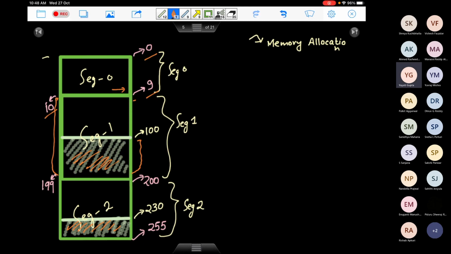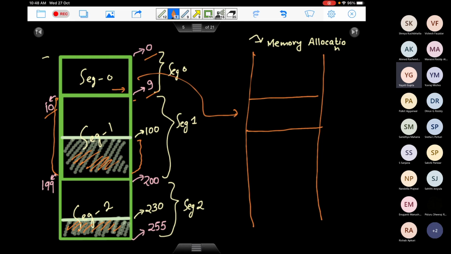So the idea was to consider segment 0, segment 1 and segment 2 as separate processes. Rip the process off based on segments and then allocate it some memory. Let's say segment 0 requires 10 bytes of space, running from 0 byte to 9 byte. So figure out some contiguous space in main memory where you have these bytes free and you can allocate them to your segment 0.